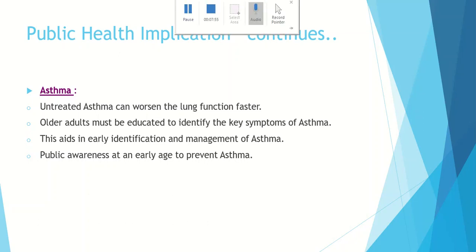Likewise for asthma, untreated asthma can worsen lung function very fast. So we need to give education to the older population on identifying asthma and provide education about the key symptoms of asthma, so that it can be identified at an early stage and managed well. So public awareness at an early age to prevent asthma is very, very important.